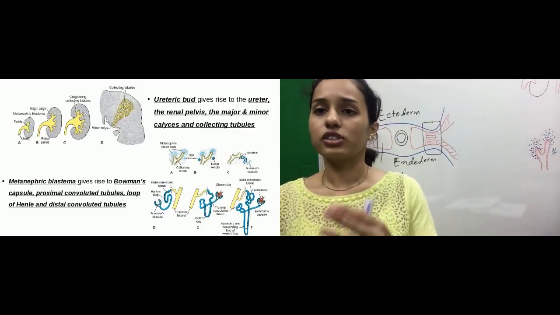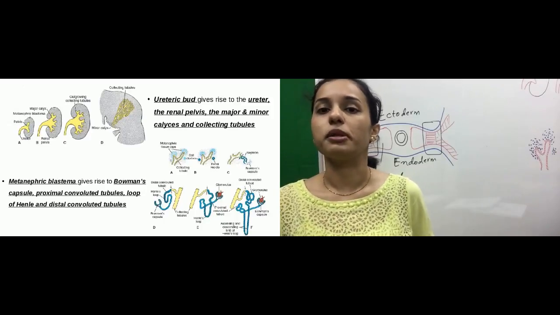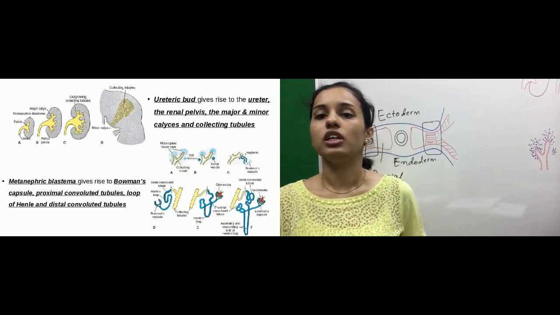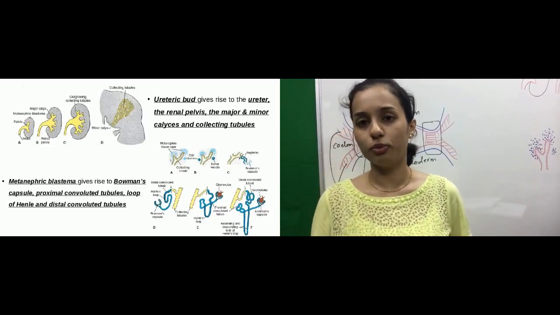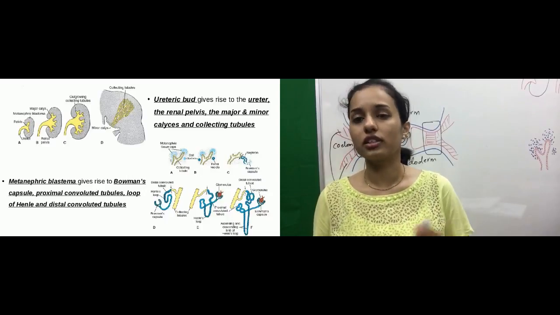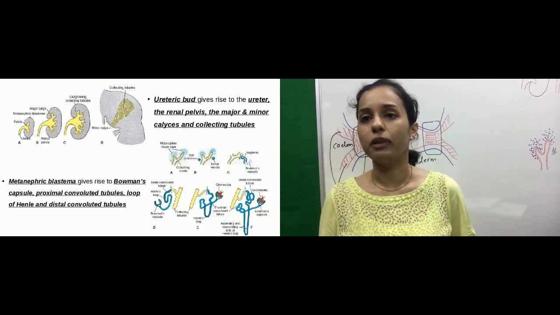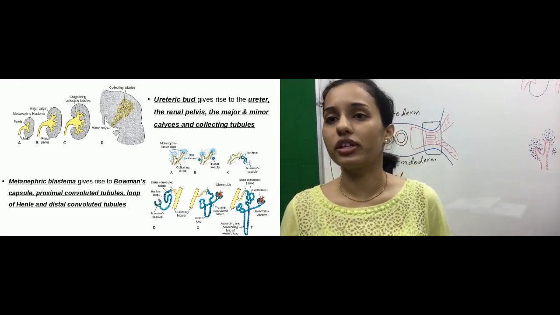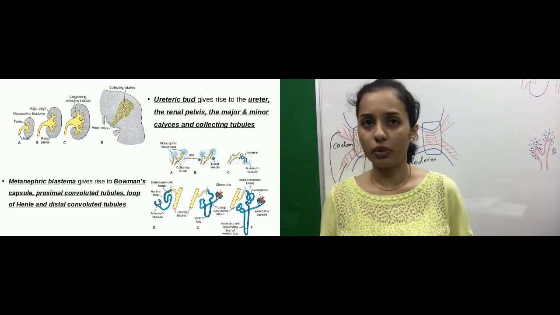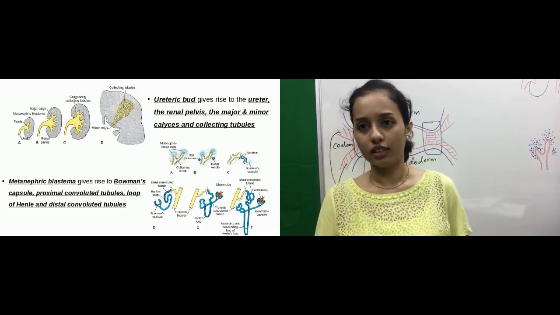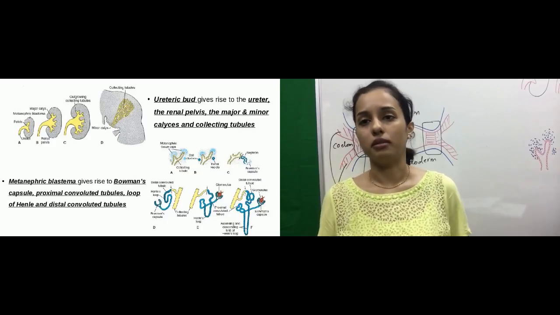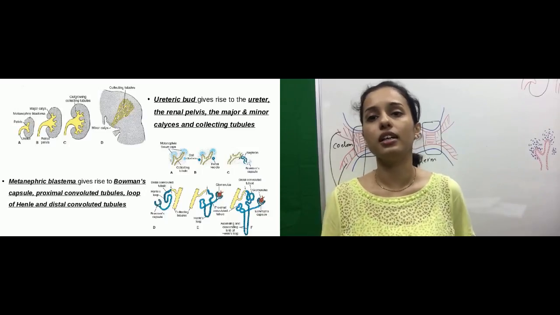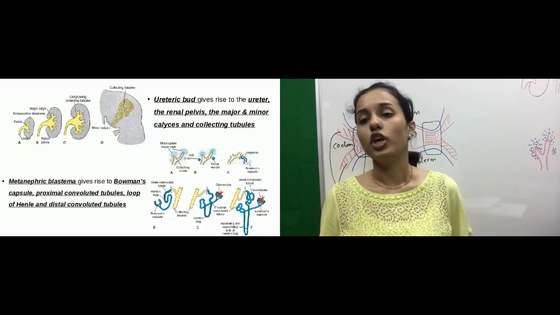The excretory system, which develops from the metanephric blastema, includes Bowman's capsule, the proximal convoluted tubule, the loop of Henle, and the distal convoluted tubule. The collecting system mainly develops from the ureteric bud, which includes the renal pelvis, the first part of the ureter, then the ureter, the major and minor calyces, and the collecting tubule. All these come under the collecting system, developing from the ureteric bud.